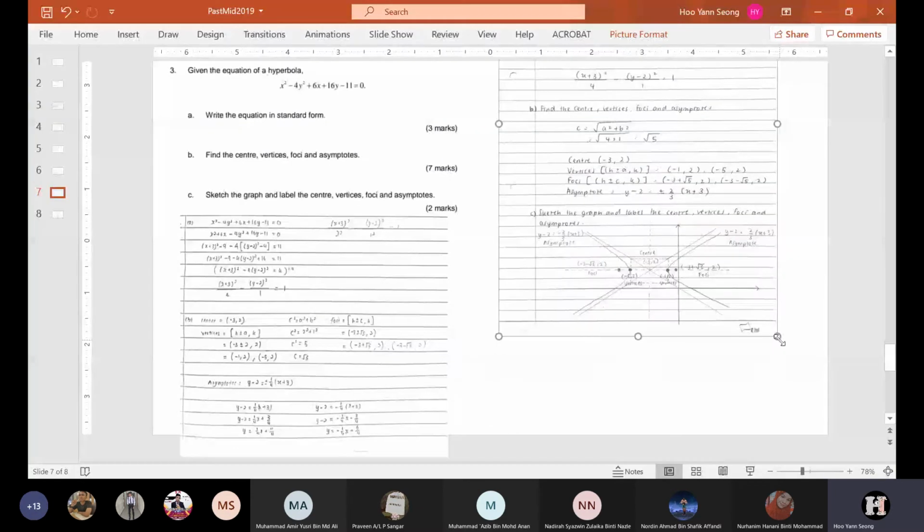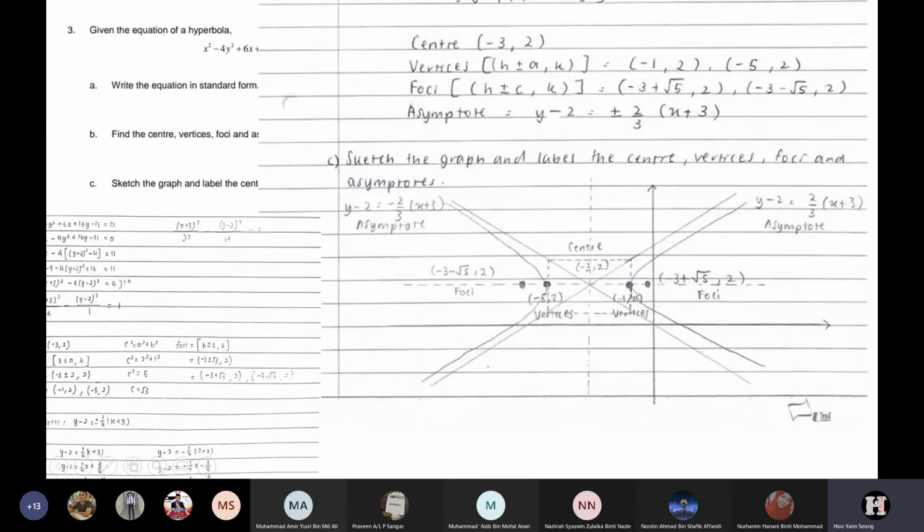this one, like this. So what we did is, you have your center, you have your 2 vertices, and then you have your 2 foci, because the question asks you to sketch and label. The question asks you to sketch and label the center, so you have to label because it's very clear. Okay, and then the asymptote.